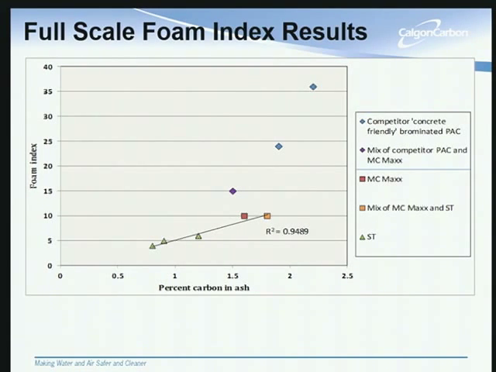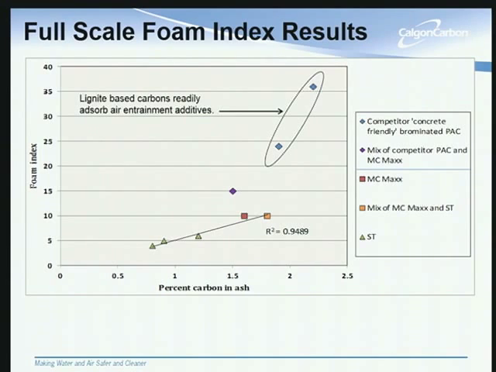Okay. And here's some full-scale results as far as foam index testing goes. This comes from a full-scale trial where we collected samples out of the ESP every day. We got an idea of how much carbon was in the ash by measuring the LOI, and you can see foam index plotted versus the percent carbon in ash. The Calgon bituminous-based samples fall on this nice line, whereas we have one sample here that was a mix of bituminous and lignite coals. You can see it already starts to fall off the line. And up here, you can see that the lignite-based pack absorbs far more air entrainment additive.